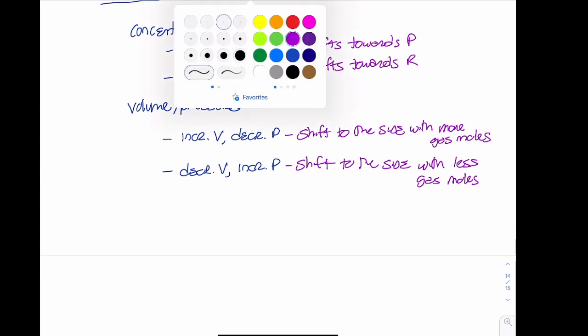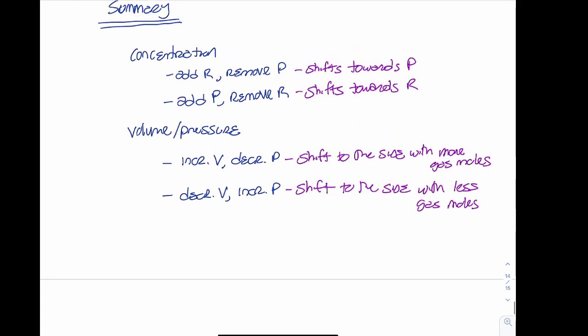So a couple key things here, be really careful. Ignore pure solids and liquids, right? If you're given one of those, your answer is no shift. And you could be given one of those. I want you to know that there's no shift because it's not part of my expression. And this is for gas moles only.